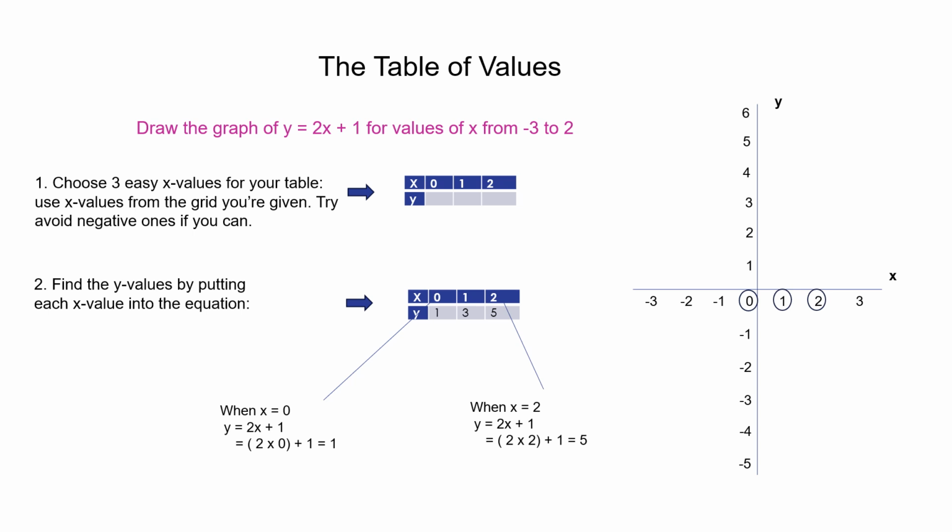Easy. So first, you choose 3 easy x values for your table. Then use the x values from the grid you were given. Try to avoid negative ones if you can. Then find the y values by putting each x value into the equation.